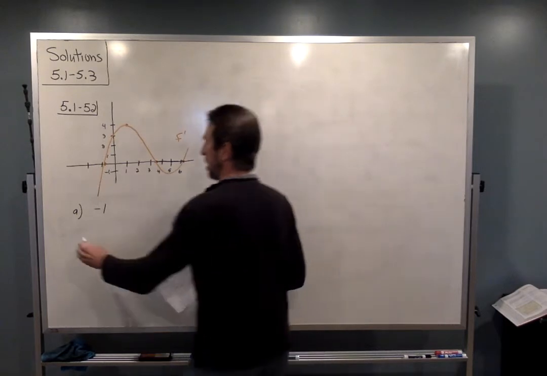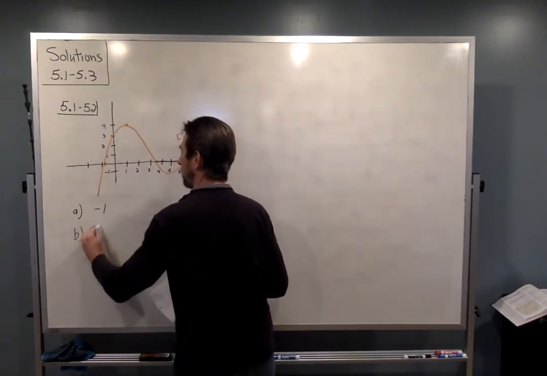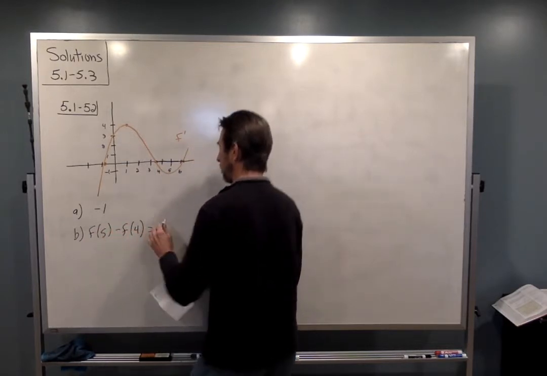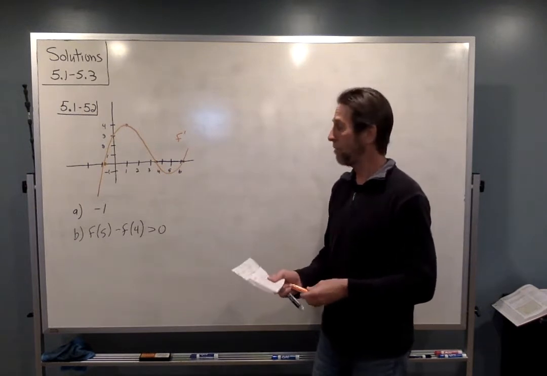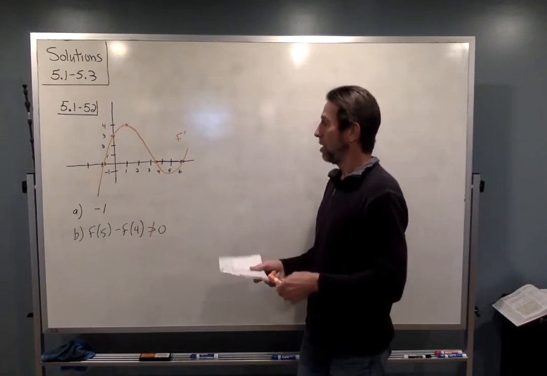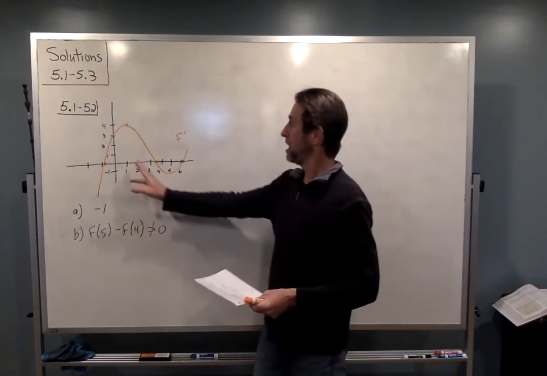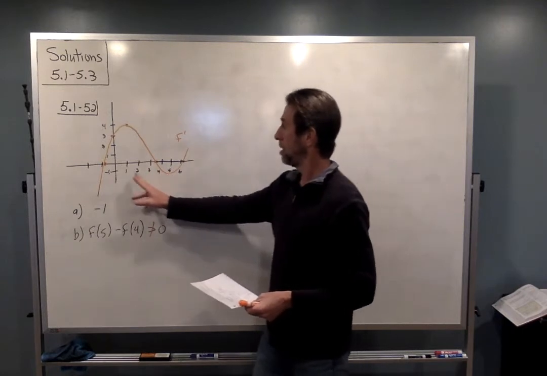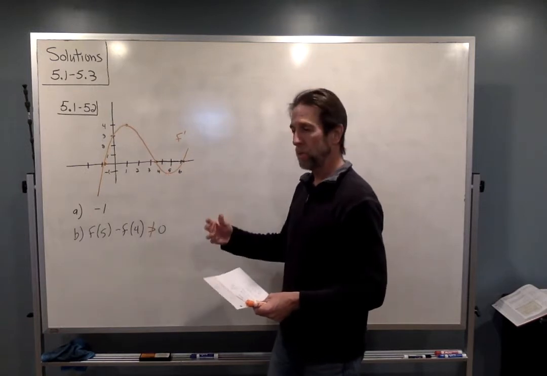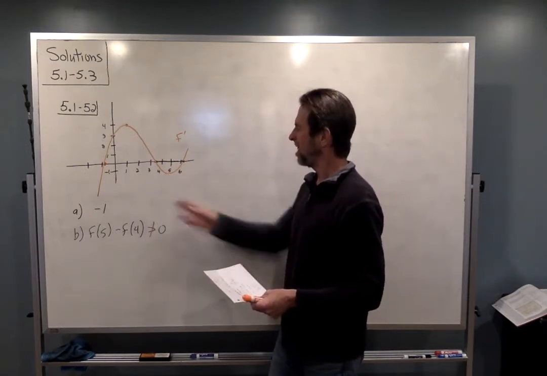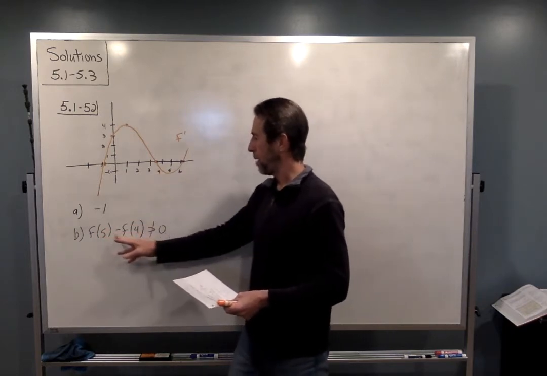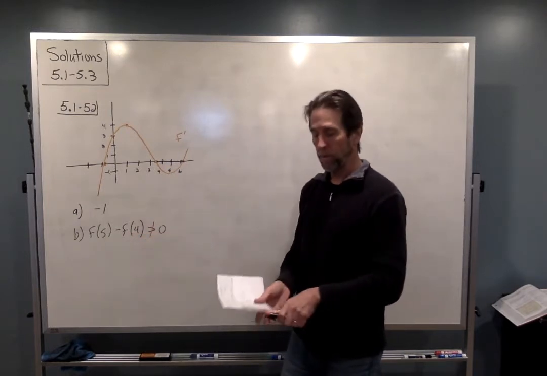For part B, it asks if f of 5 minus f of 4 is greater than 0. Well, it turns out that f of 5 minus f of 4 is not greater than 0. It's actually going to be less than 0. The reason being is the original function is decreasing on this interval from 4 to 5 because the derivative is negative. So if the original function is decreasing, what that means is that f of 5 is less than f of 4. So we take something minus something bigger, we should get a negative number.